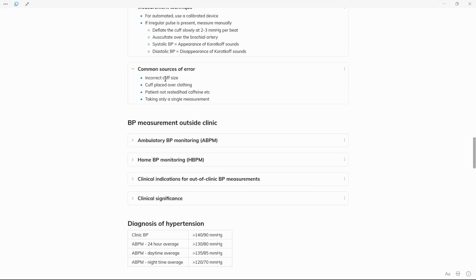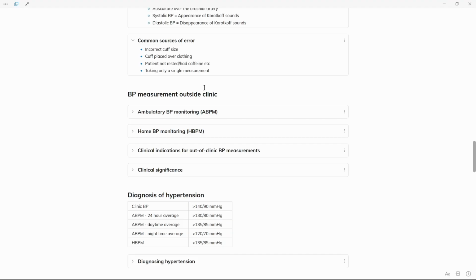And the last one is taking only a single measurement. The first measurement is usually always the highest, and that's why it's recommended to take three and average the last two, because that will give you the most accurate in-clinic blood pressure measurement compared to only taking one. If you take one blood pressure measurement, it's usually higher than the patient's true blood pressure.